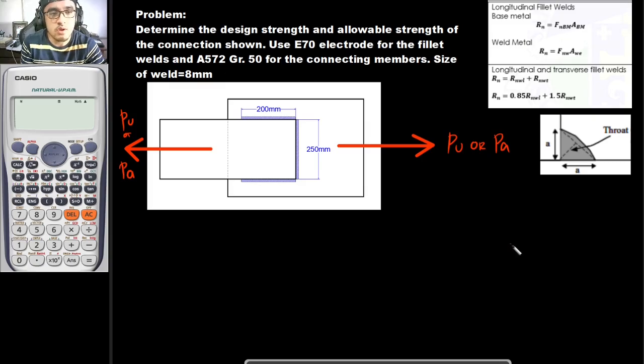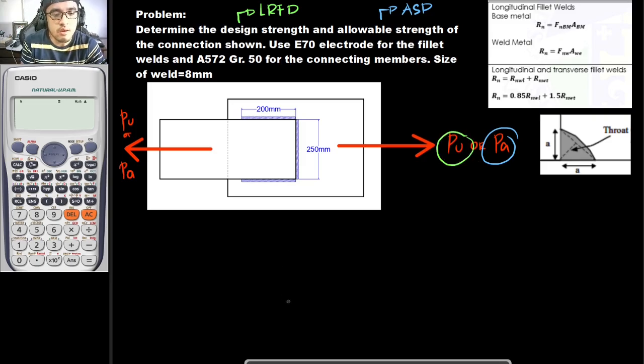So what we would be solving for here would be the values of PU and PA. So that is to be the design strength and the allowable strength respectively. So when we are to speak about design strength, this is to be in LRFD. And when we are to talk about allowable strength, so this would be in ASD. So that is to be PA and PU respectively.